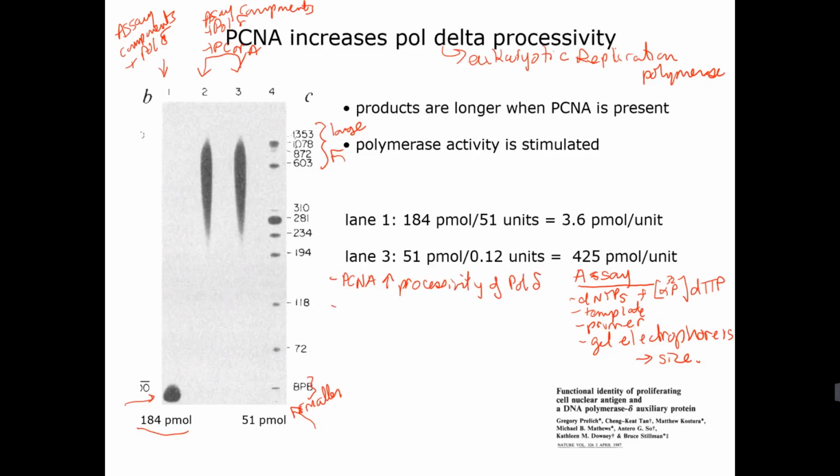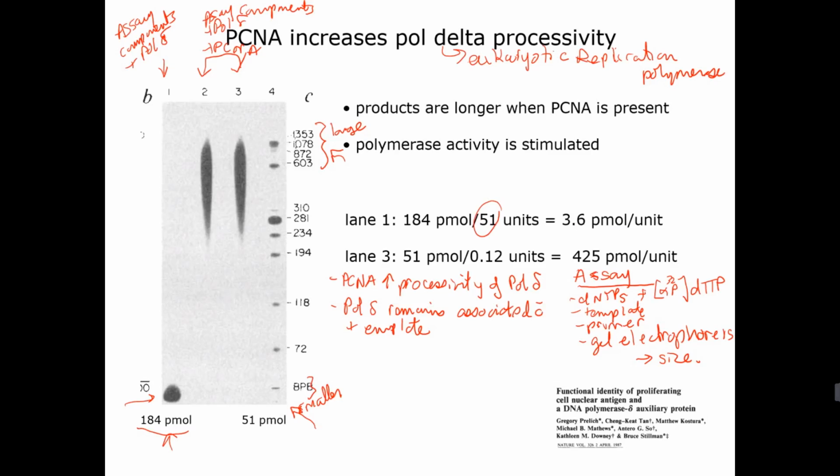You can infer that the Pol delta remains associated with the template from this because of these large fragments of DNA that we've made. The other thing, which I think is a little bit less apparent because of the way they loaded this gel, but there's a difference in the amount of the DNA polymerase that they added. So in lane 1, they had 184 picomoles synthesized, but they added a quantity of DNA polymerase that was only 51 units.